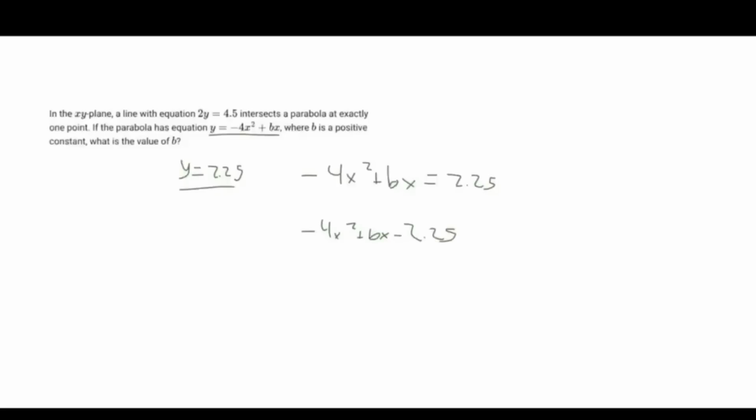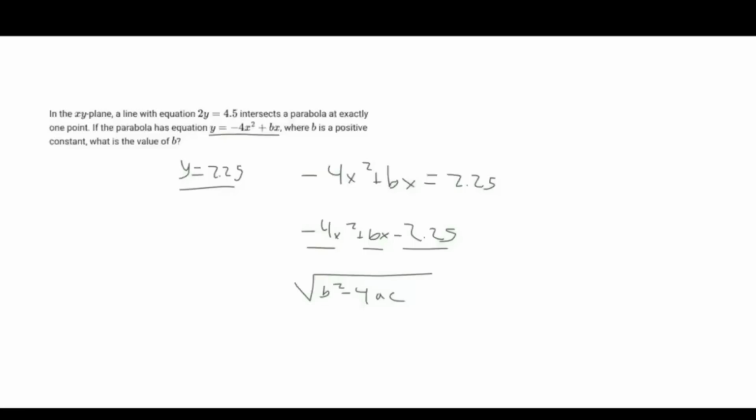And so now in order to solve this problem, what we need to do is actually tap into the quadratic formula. So in the quadratic formula, there is this part called the discriminant, and that is the square root of b squared minus 4 times a times c. All right, so why is the discriminant important? Well, because the discriminant actually tells you the number of solutions that are in the quadratic. So our a value is negative 4, our b value is, we don't know, that's what we're trying to solve, and our c value is negative 2.25, right?